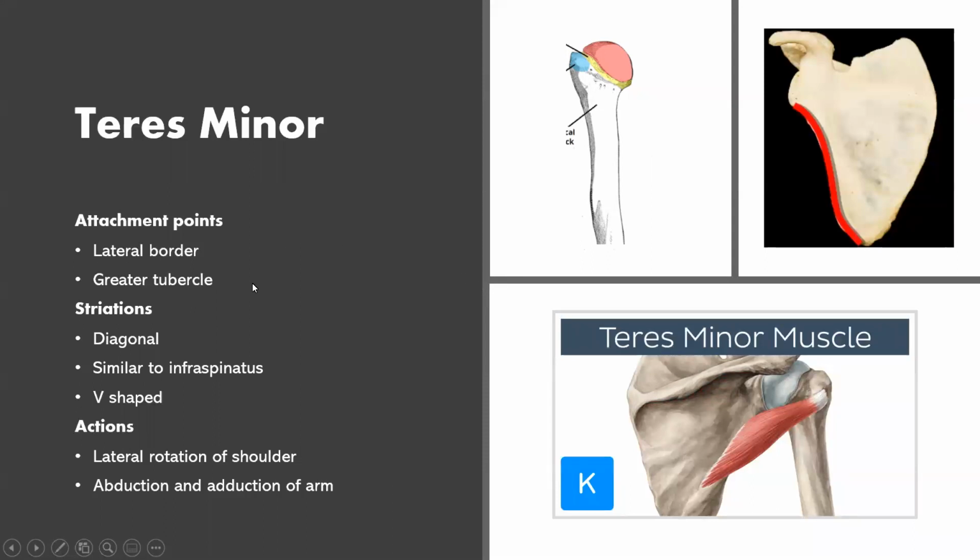The teres minor is the third muscle we'll be looking at, and the attachment points here are the lateral border of the scapula, shown right here, and the greater tubercle of the humerus, once again right here. And the striation of this muscle, similar to the infraspinatus muscle, is diagonal and V-shaped. It lays more on the horizontal plane, but it is still diagonal. And the action is exactly like the infraspinatus. It is responsible for lateral rotation, and it can also play a role in abduction and adduction of the arm, but more importantly, lateral rotation of the shoulder.